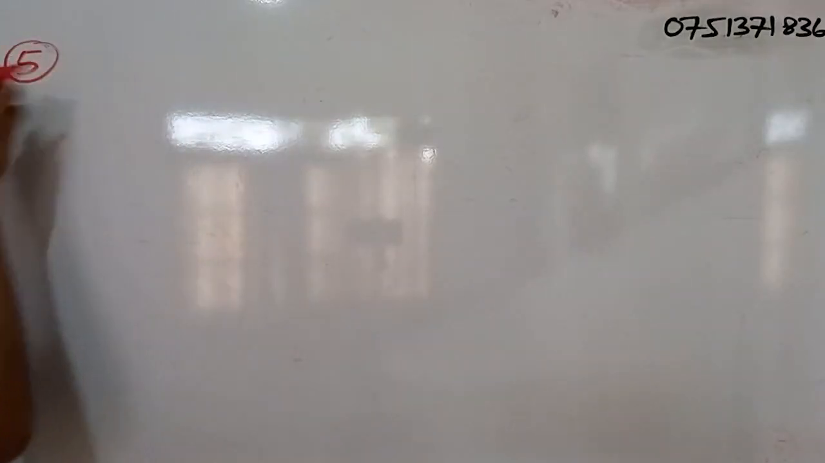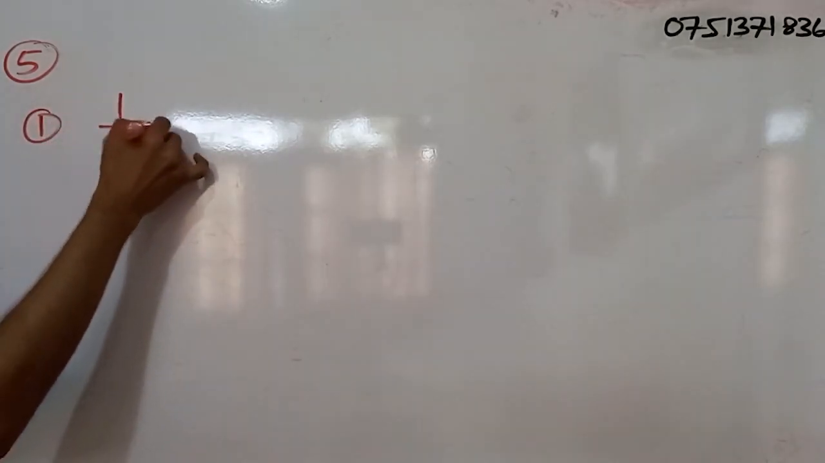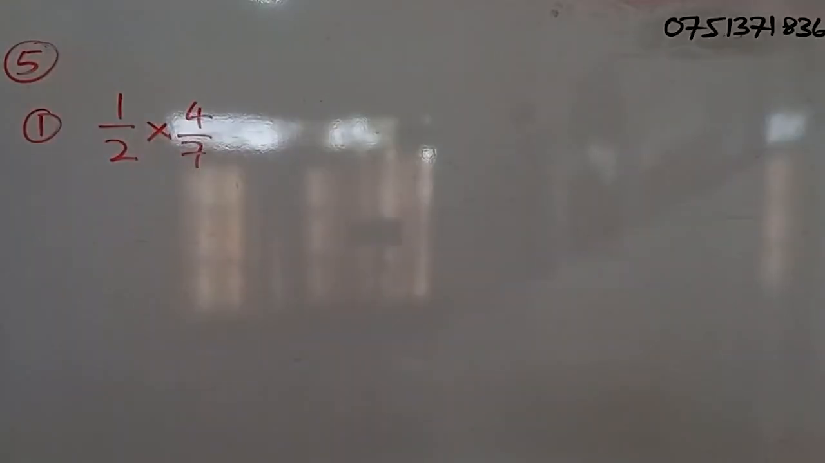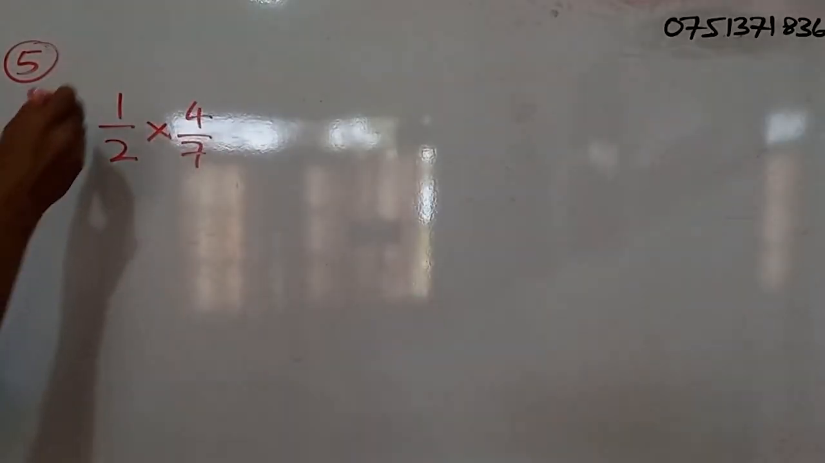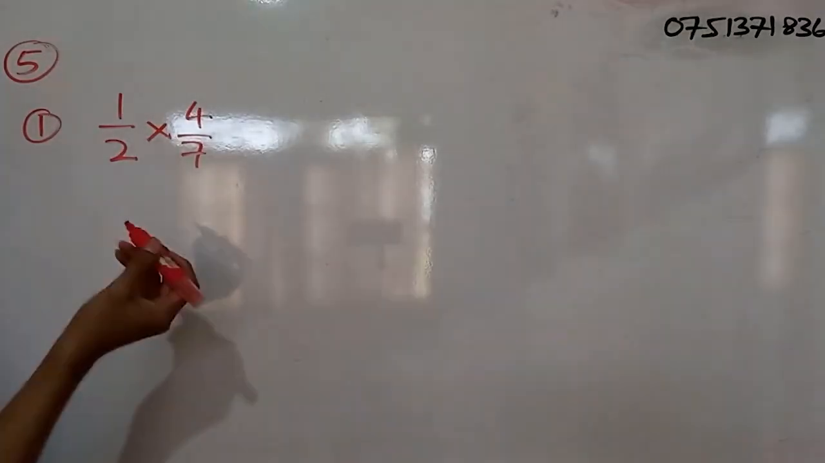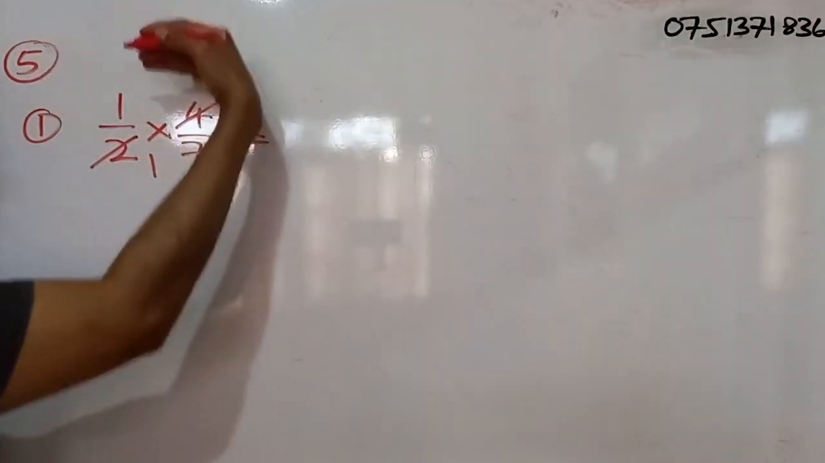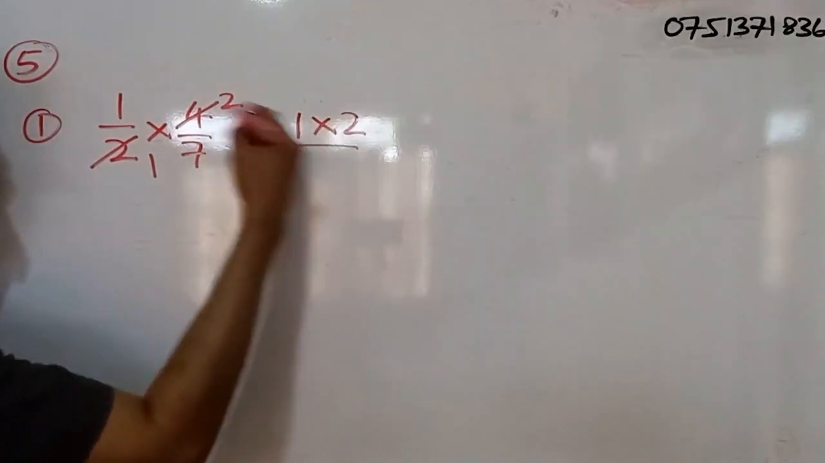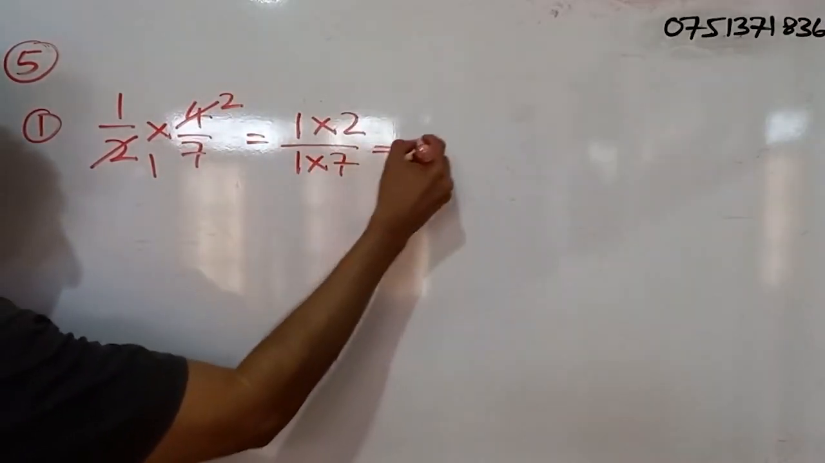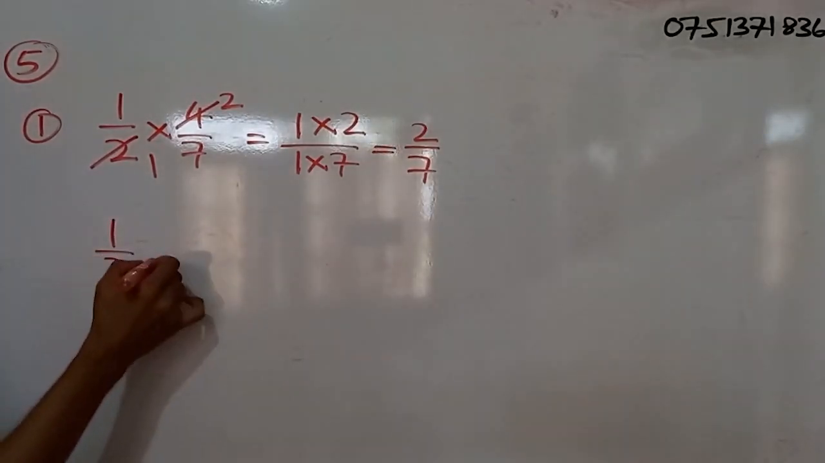We are still in review questions. So this is the 5th part. So we have to do some simplifications. Right. Part 1, we have 1 by 2 into 4 by 7. Right. So here we can simplify this in two methods. One method is 2 times 1, 2 times 2. So on the top half we have 1 into 2. And in the bottom half we have 1 into 7. So we know this is 2 by 7. And there's another way.